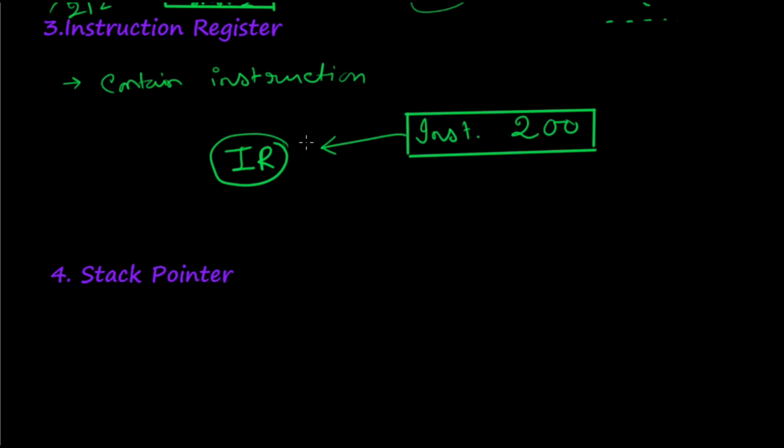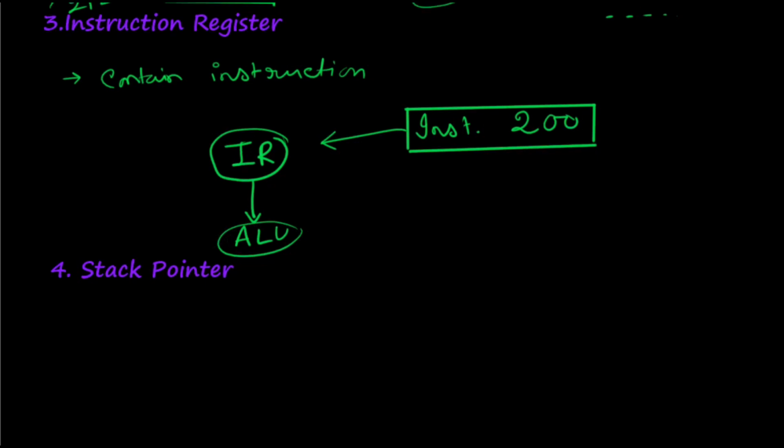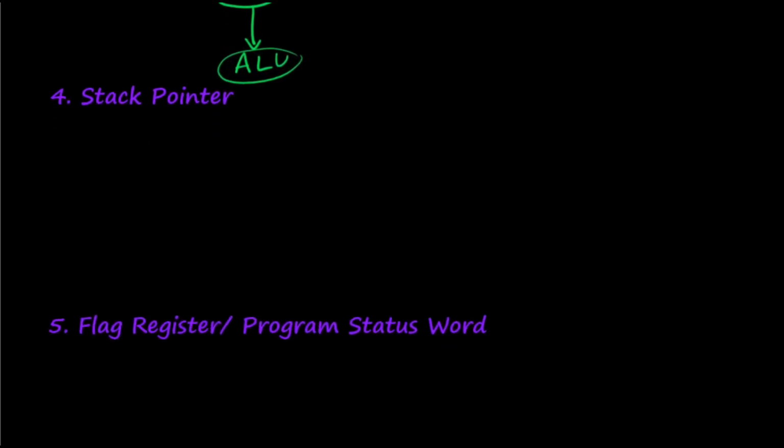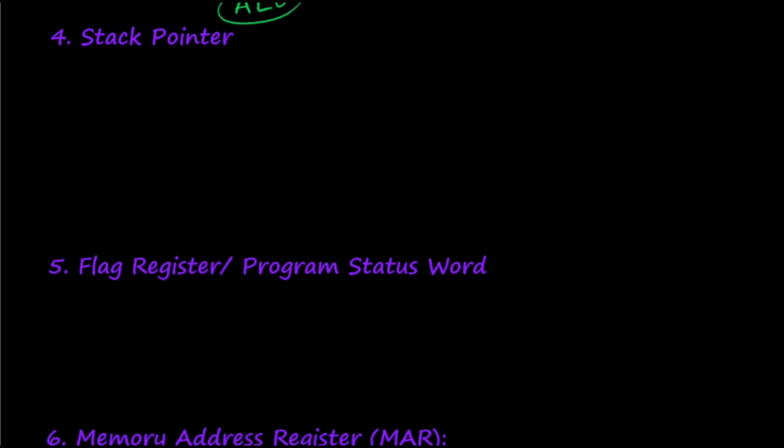So every processor has an instruction register to contain the instructions. Suppose you want to add two numbers, so from the instruction register it will be decoded and it will finally get to the ALU. This is how it works. So you got the idea of what the instruction register is. Now next comes the stack register, a stack pointer actually.